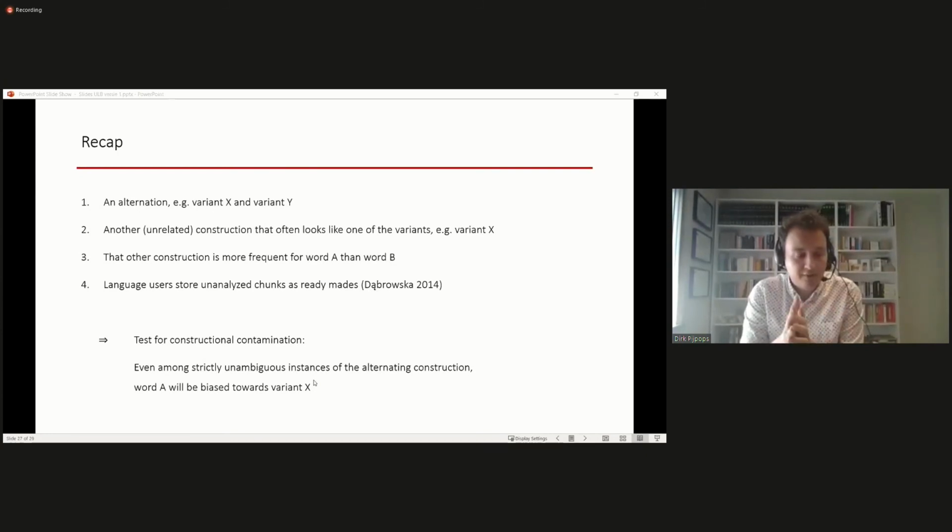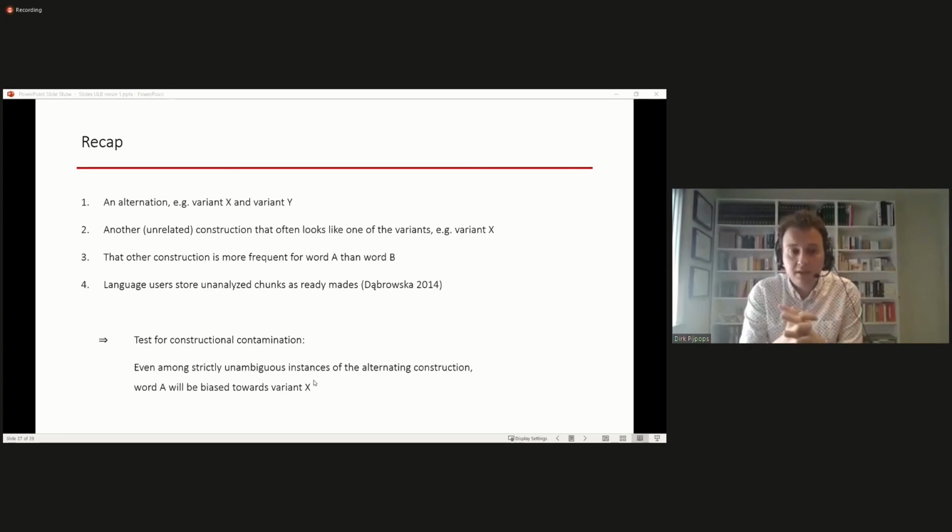It's usually pretty easy to find those other constructions if you're trying to find instances of your alternation in your corpus, and you keep on finding instances of another construction. Then that would be a good candidate, because that typically looks like one of your variants. The other construction needs to be more frequent for particular words. So for instance, more frequent for word A than for word B, which is always the case.